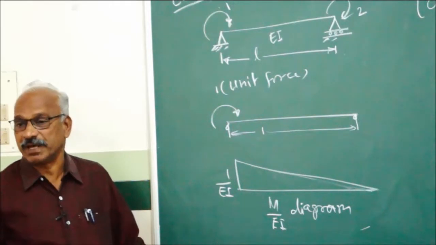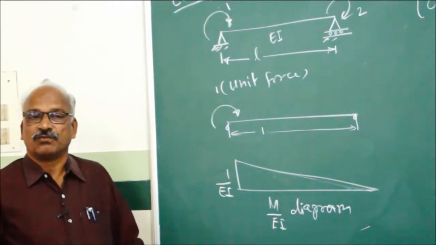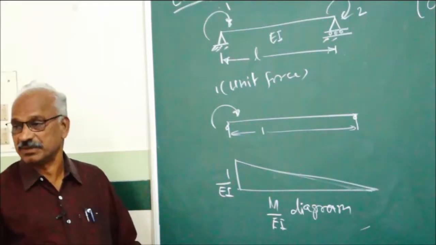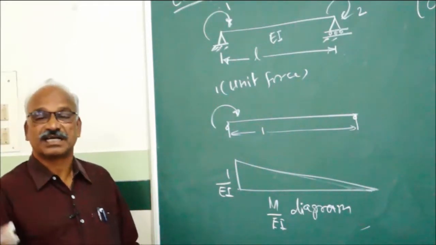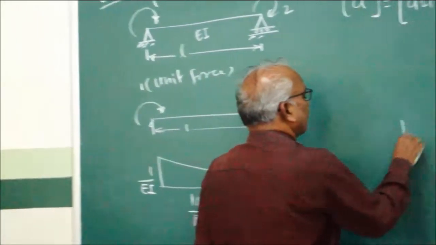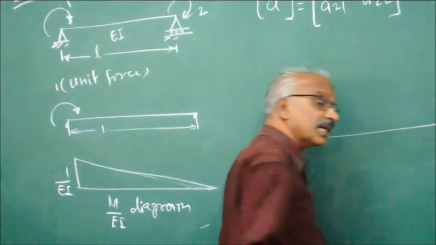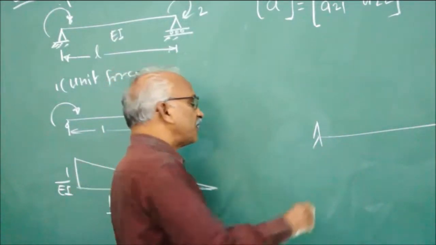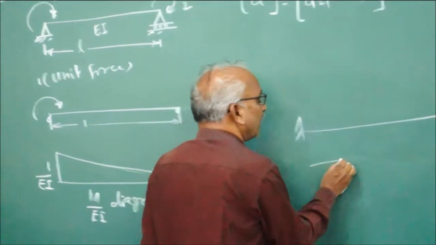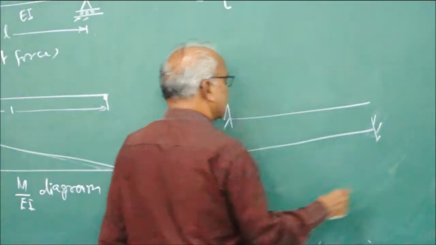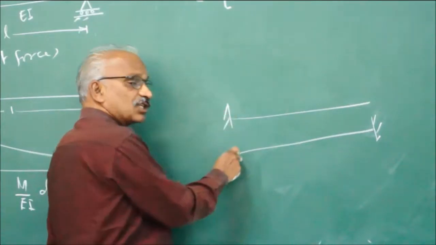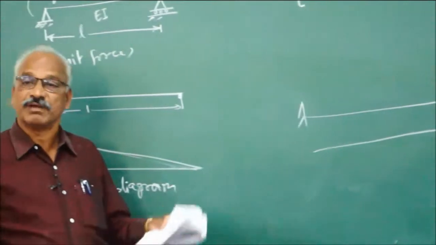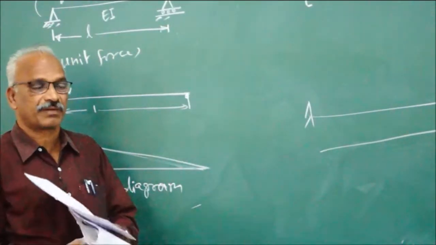Now you are studying the conjugate beam. When the given beam is a simply supported beam, the conjugate beam will also be a simply supported beam. Suppose it is a cantilever like this: in the conjugate beam, the fixed end will become the free end, and the free end will become the fixed end. So this is the given beam, this is the conjugate beam. But as far as a simply supported beam is concerned, the conjugate beam will also be a simply supported beam.